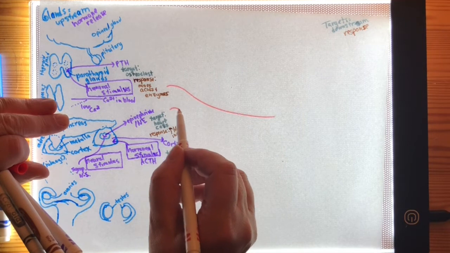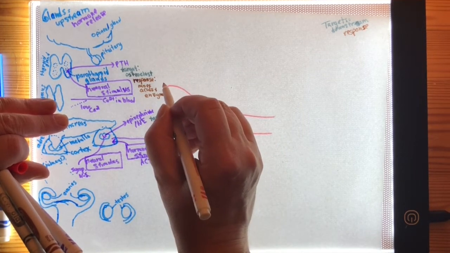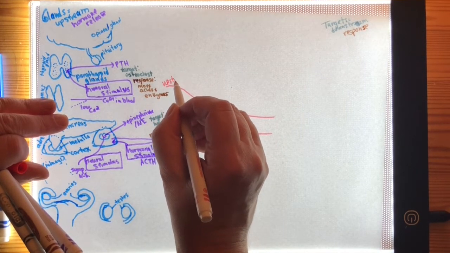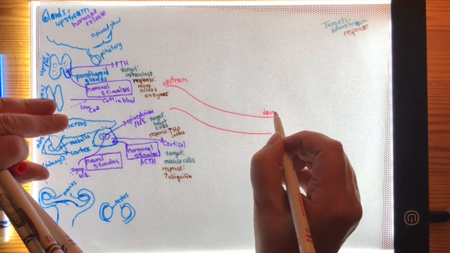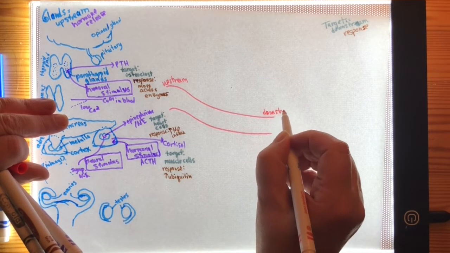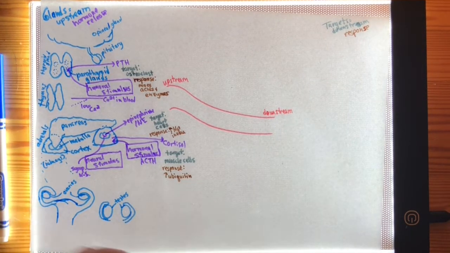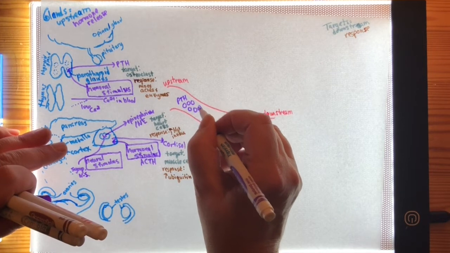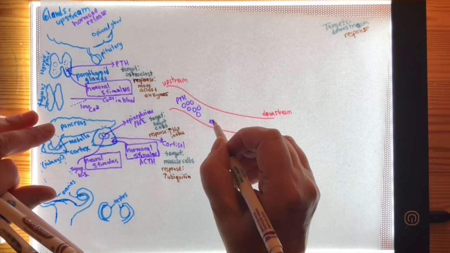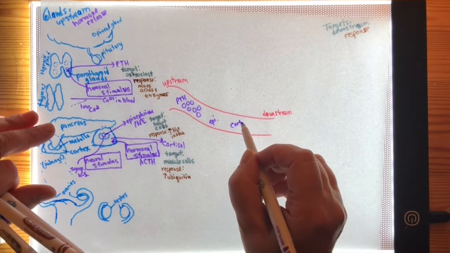Let's go ahead and use our red marker to indicate a blood supply. And in this case, we're going to label it as upstream and downstream. So again, the upstream signal is going to be having to do with the glands and what it is that they're releasing and how it is they're releasing those things. And then downstream is going to be target cells and receptors.